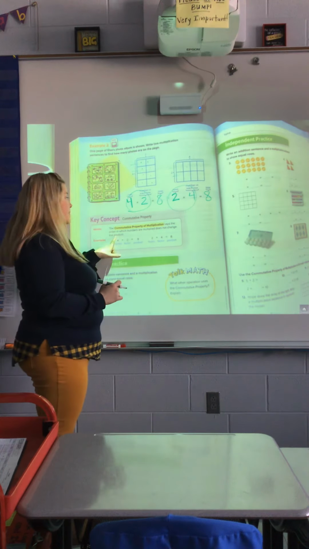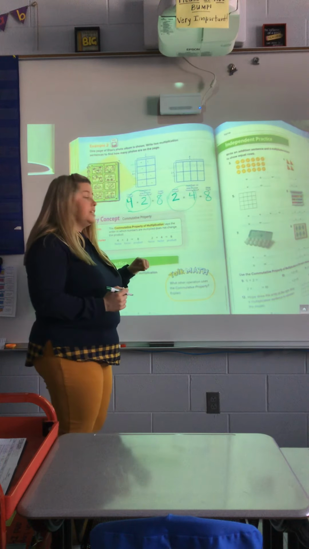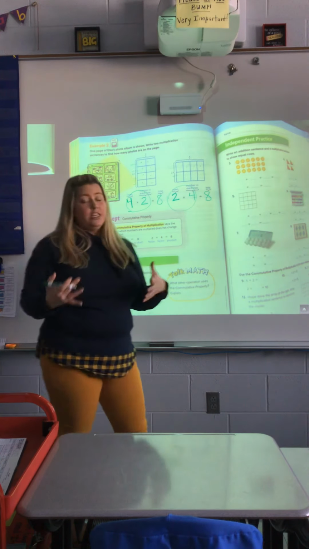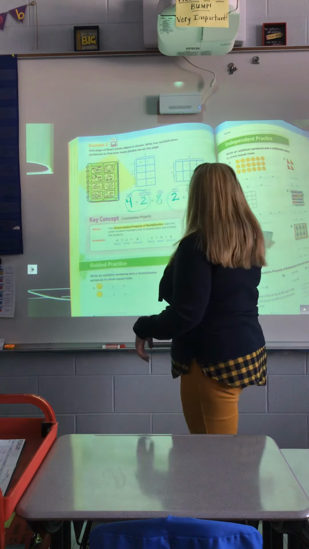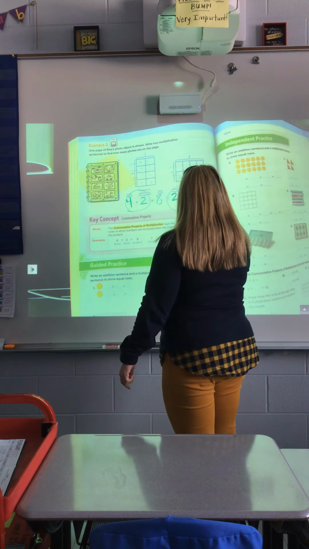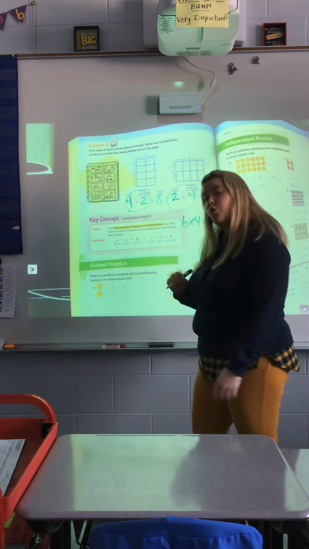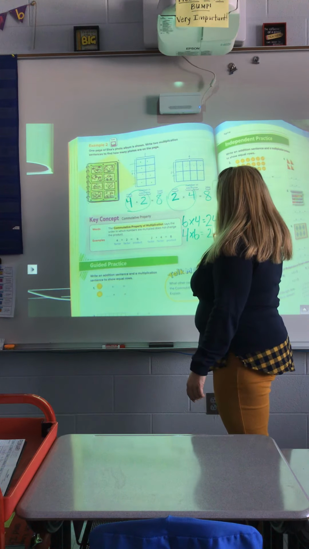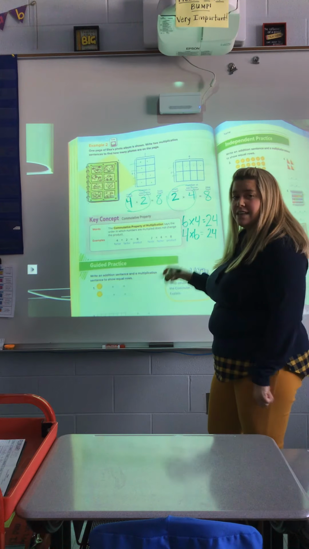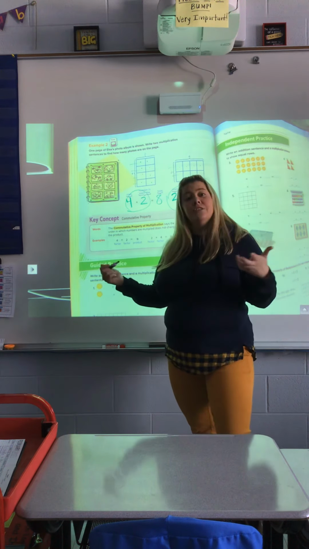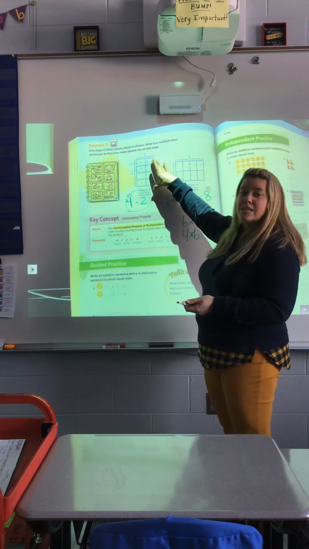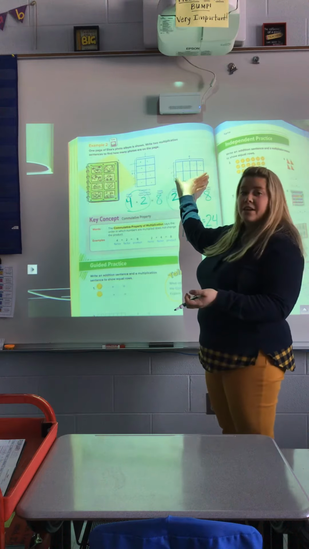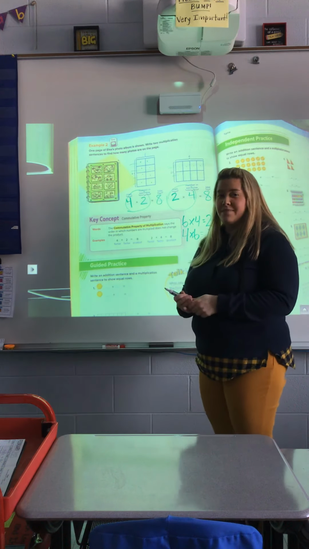So let's read over that. The commutative property of multiplication says the order in which the numbers are multiplied does not change the product, okay? So I could write 6 times 4 equals 24, and I know that if I flip my numbers to 4 times 6, doesn't matter, my answer is still 24, okay? Just like this picture, picture album. If it's this way, there's 8 pictures. If we turn it this way, still 8 pictures.